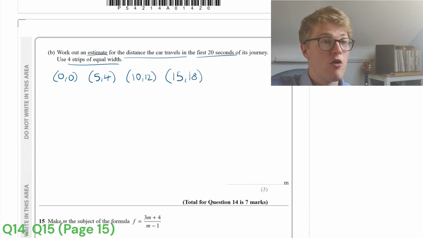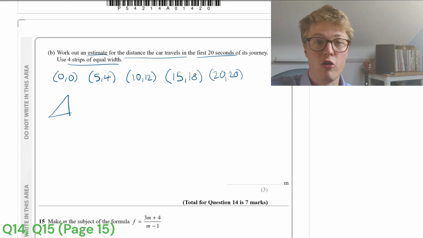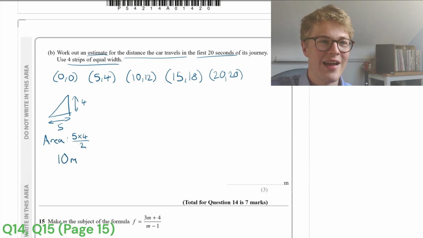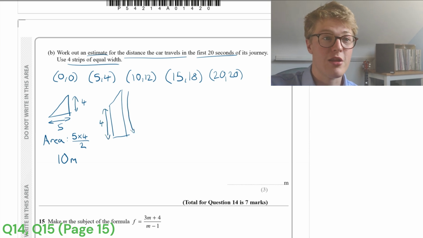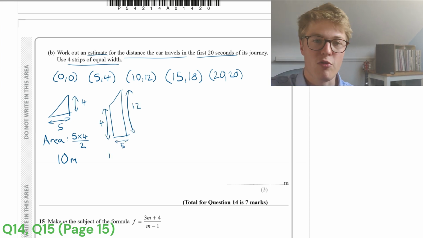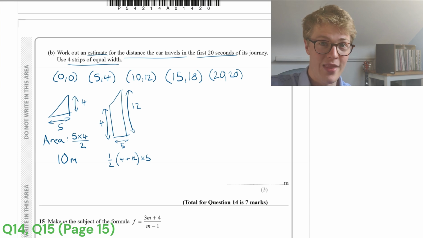So we do a triangle at the beginning because it's not a trapezium. So we've got 5 times 4 over 2, because that's half base times height, and that gives us 10 meters. Now we have a trapezium, we do half the sum of the parallel sides and we times the distance between them. So we have a half times 4 plus 12 times 5, and that gives us 40.